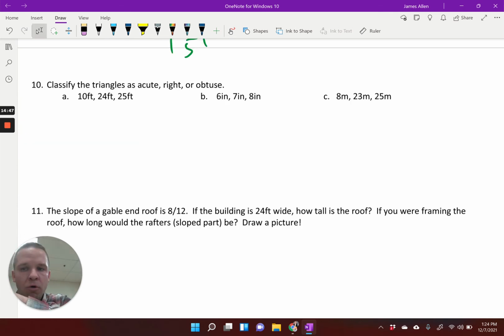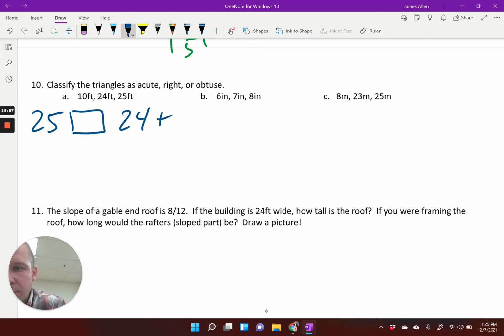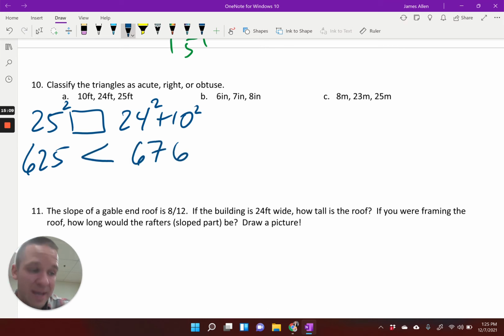All right. Now, more of the math version of the previous question. Classify the triangles as acute, right, or obtuse. I'm going to use my Pythagorean converse. So I have 25, got a little box. Then I have 24 squared, and 10 squared. If I plug this in my calculator, I get 625 over here, unless you knew that offhand. And then over here, I'm going to get 676. That tells me that c squared is less than, which makes it acute.